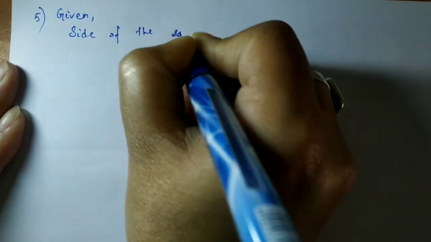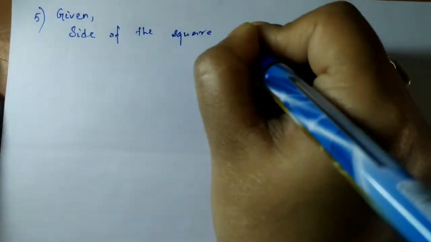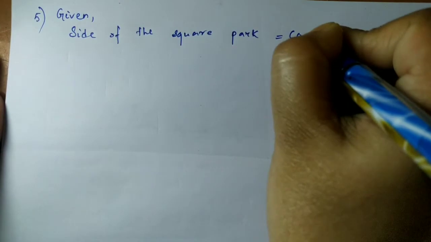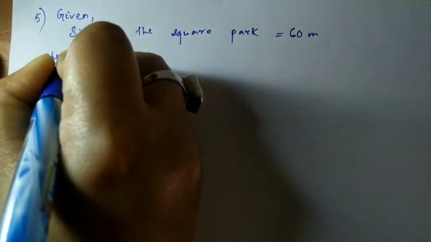Let's see what is given in number 5. Let's read the question. The area of a square park is the same as that of a rectangular park. Both the areas of the two parks are the same. If the side of the square park is 60 meter and the length of the rectangular park is 90 meter, find the breadth of the rectangular park. So let's write down the things given. First, the side of the square park is given as 60 meter, and the length of the rectangular park.